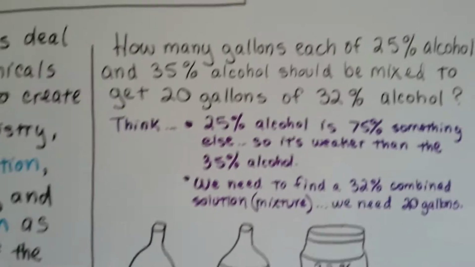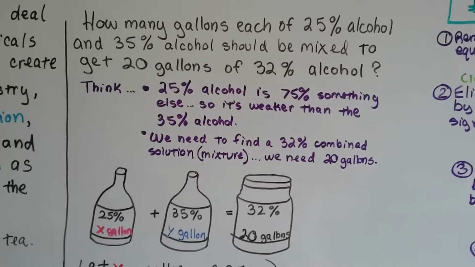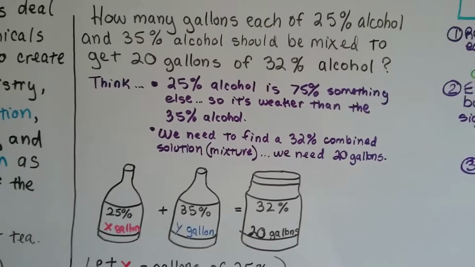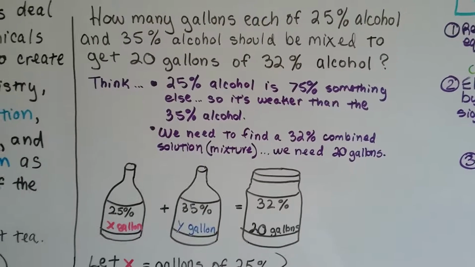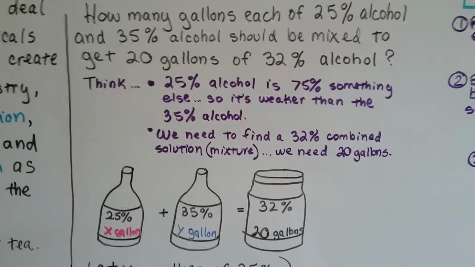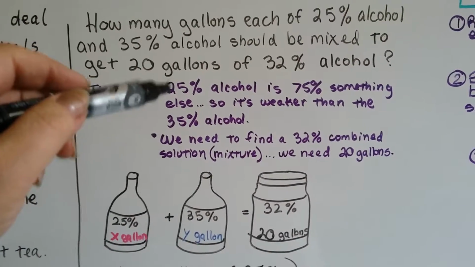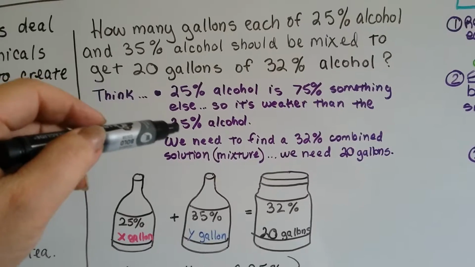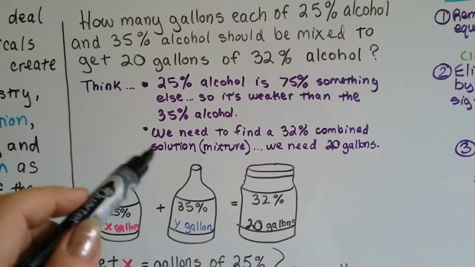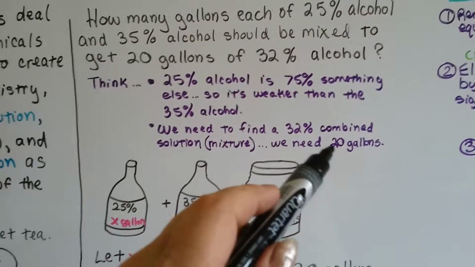So now here's our new word problem: How many gallons each of 25% alcohol and 35% alcohol should be mixed to get 20 gallons of 32% alcohol? So think, 25% alcohol is 75% of something else. So it's kind of a weaker solution than the 35% alcohol, isn't it? So it's only a little bit of alcohol compared to this one. And this one is not 100% either, but it's still stronger than the 25%. And we need to find a 32% combined solution mixture and 20 gallons of it.